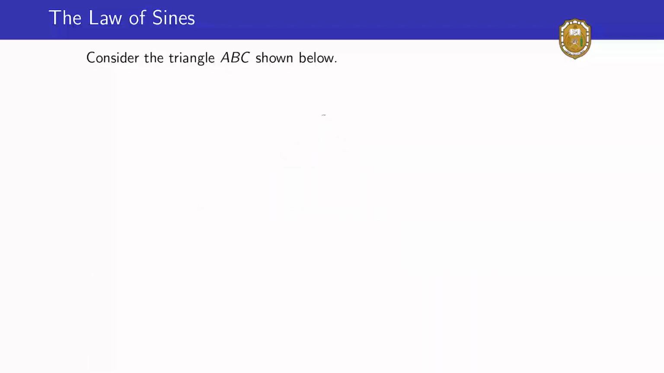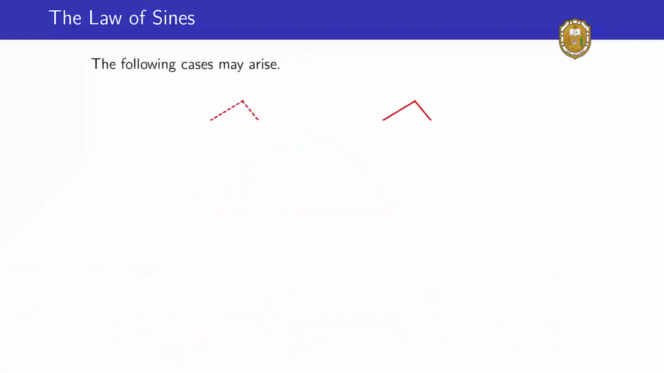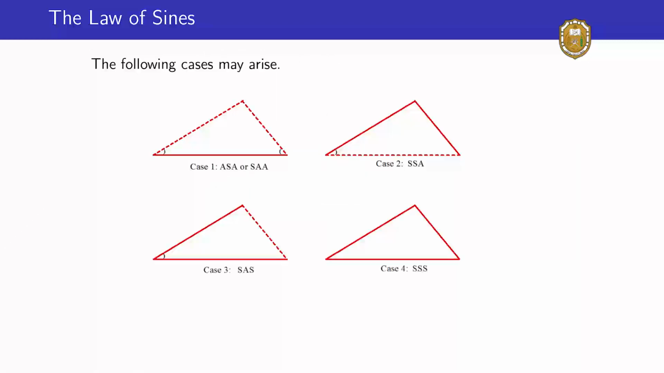Let's consider the triangle ABC, which is given here below. The law of sines says the following. In a triangle ABC, we have that the sine of angle A divided by a is equal to the sine of angle B divided by b, and that is equal to the sine of angle C divided by c. Now, in solving triangles, one may encounter the following cases.